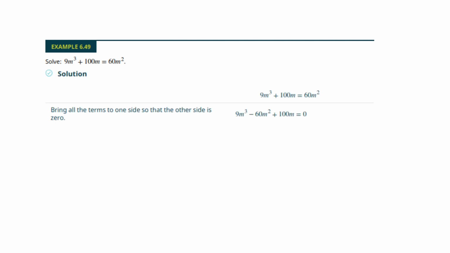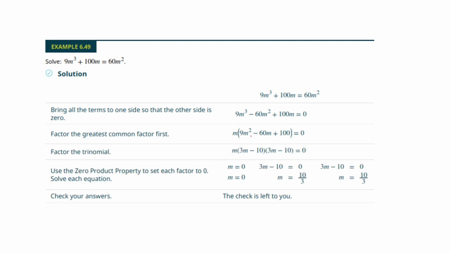All right, now I know what's happening with this one. Let's bring this over to the other side. We've got the negative 60m squared. Now this time, always check for a GCF. Well, we have it. It's an m though. So do I have a perfect square? Yeah, I do. I've got square roots on the front and the back here. So now I have a perfect square trinomial. So I can factor that down really easily.